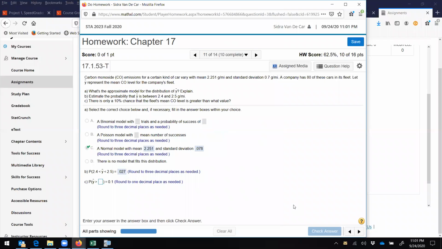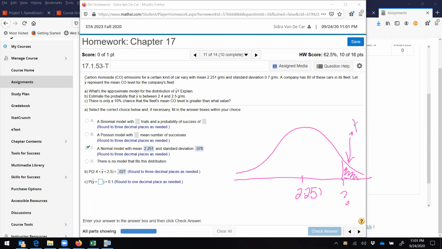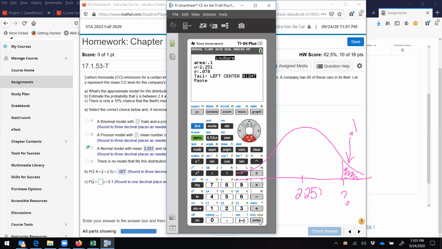Why is that to the right? Let me show you. I guess I should be drawing this. So my mean's at 2.251. If the mean is bigger than something, this area is the 0.1. And that's what that second problem is saying. 2.35. So 2.4.